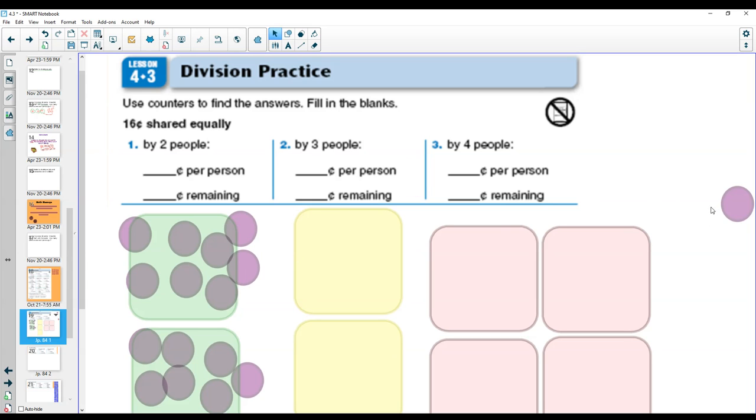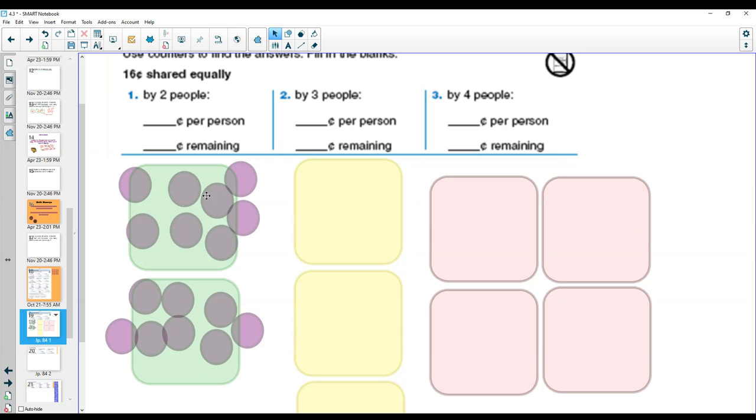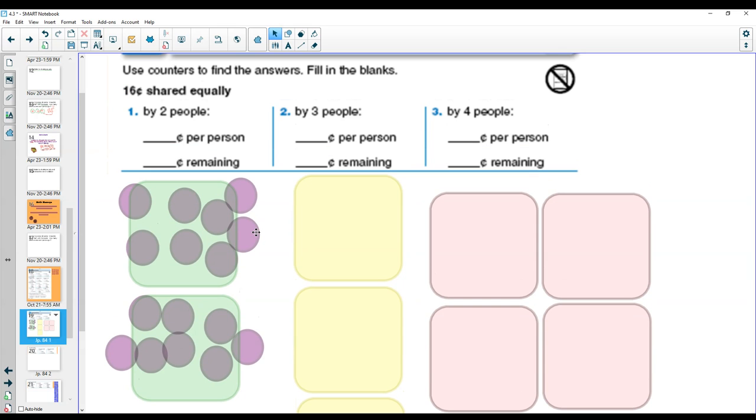All right, let's see how many each group got. 1, 2, 3, 4, 5, 6, 7, 8. Let's make sure this one. 1, 2, 3, 4, 5, 6, 7, 8. How much did each person get? They each got 8 cents. Did we have any left over up here? No, we had 0 left over.